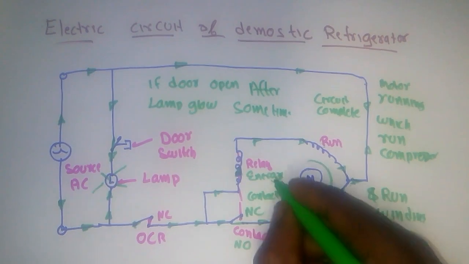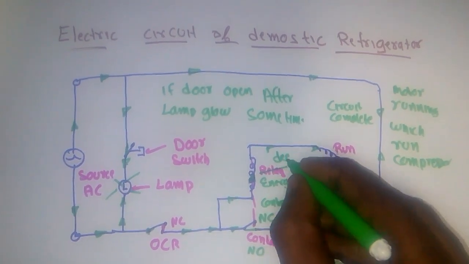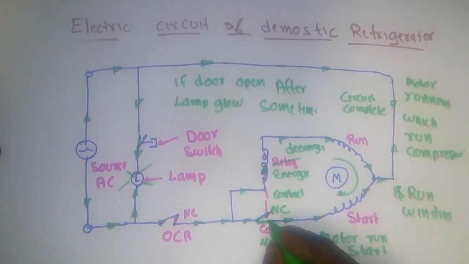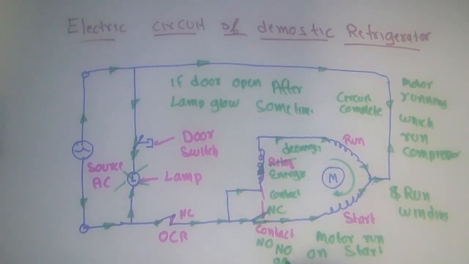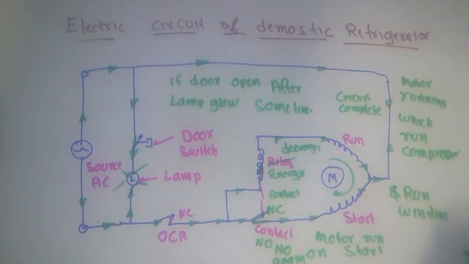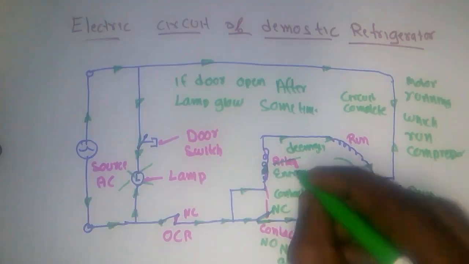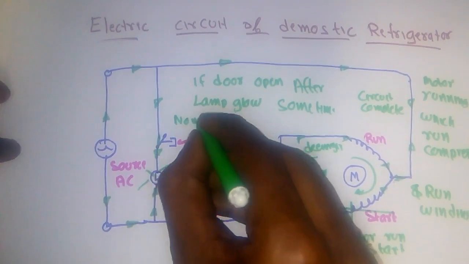After some time the motor will start to draw less current, and this will de-energize the relay, because the relay requires more current, so it will make the contact open again, and now you can see it will cut off the starter winding and the motor is running only on the runner winding, or we can say run winding.